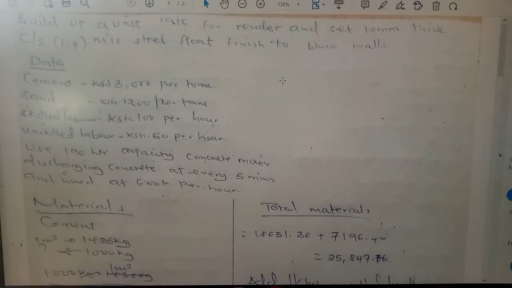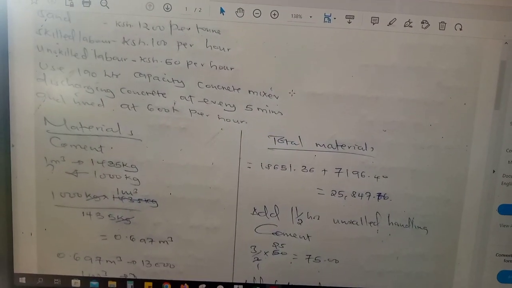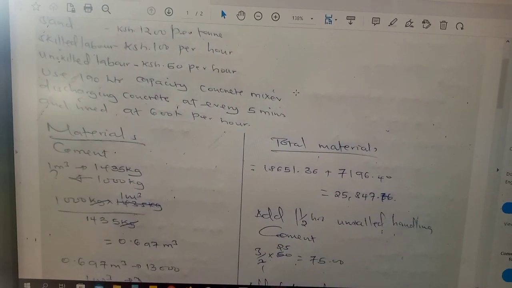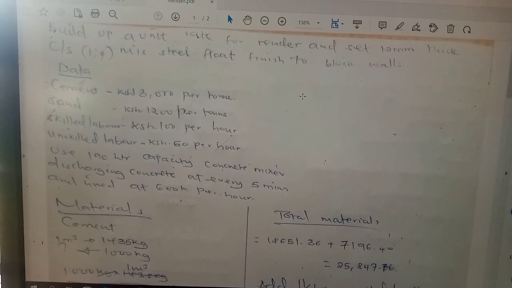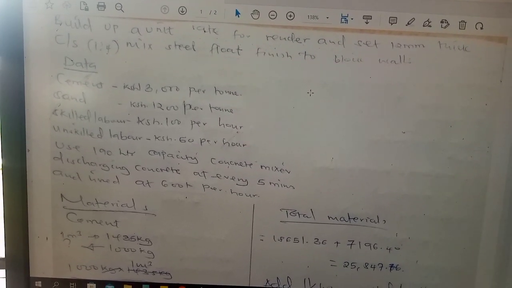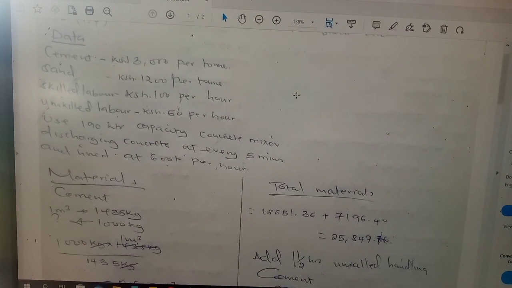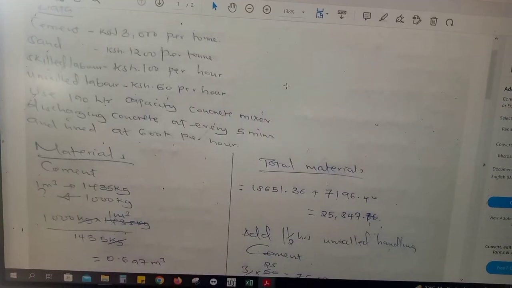So the materials that we have are cement. So we'll begin by costing for cement. When you want to cost for cement here, we are given the cost of cement per ton. We are used to being given the cost of cement per 50 kg bag, but today we are given per ton. So I hope we will know how to handle it when you are given per ton.